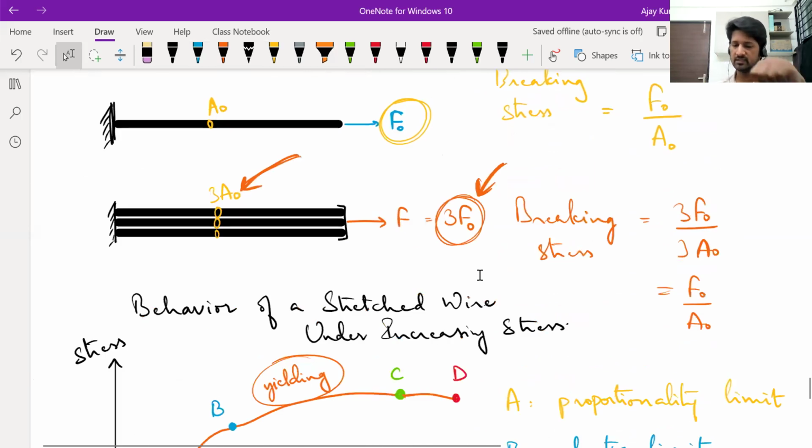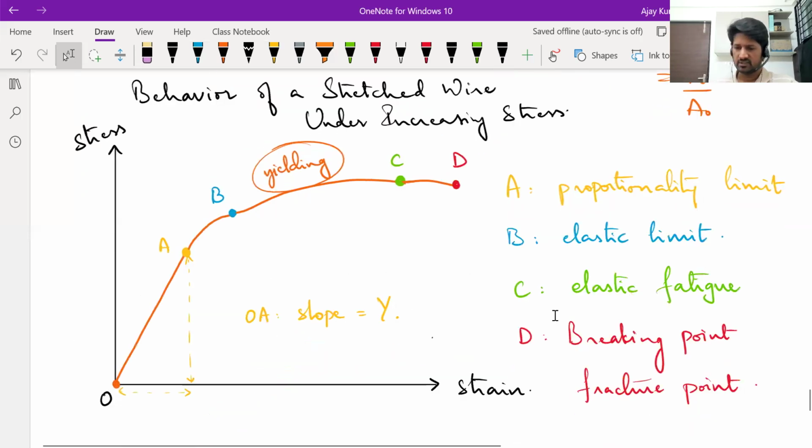Then we talked about breaking stress. This is very important. Breaking stress, the stress needed to break something, depends on the material. The force that you need to apply to break something depends on material as well as the dimensions of the material. Because to generate that kind of stress, in some cases you will need a little bit of force. In some cases you will need a lot of force. So depending on the dimensions, the area of cross section, you will have to apply the required amount of force to break the object. And then we talked about behavior of a stretched wire under increasing stress.